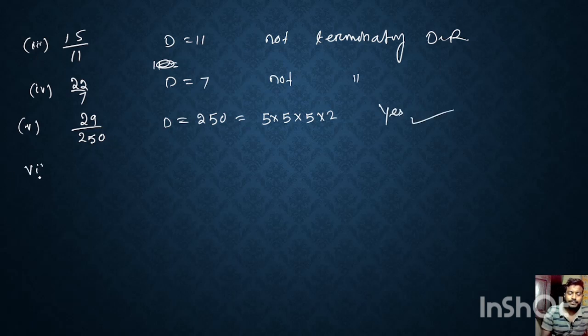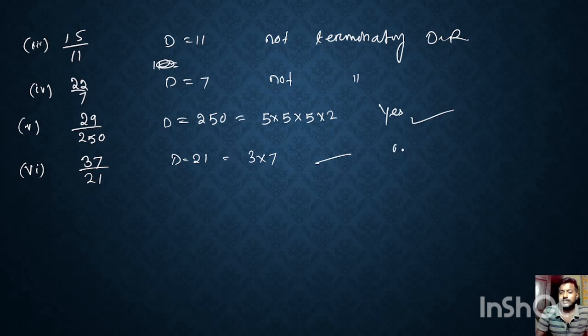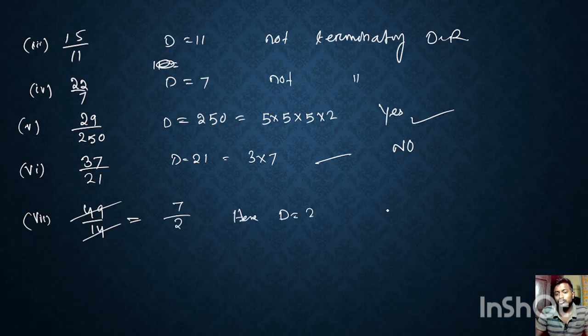Now next BI, so 37 divided by 21. So here the denominator is 21 and the prime factors of 21 are 3 into 7. It is not a product of 2 and 5, that's why it is a non-terminating decimal representation. Similarly BII, 49 divided by 14. So here it is not in standard form. First convert into standard form, that is 7 7s are 49, 7 2s are 14. So now here the denominator is 2. So this is a terminating decimal representation.